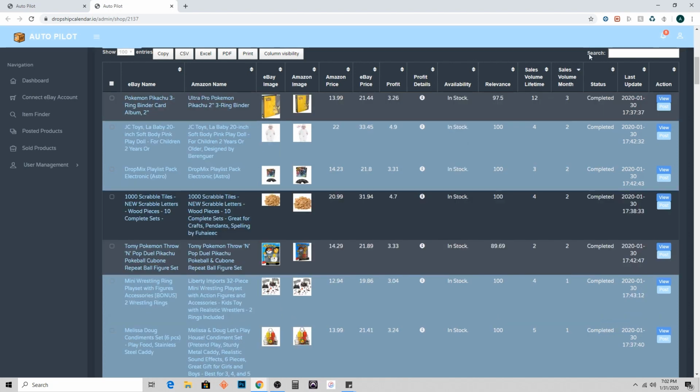So I'm going to double click sales volume month. And here, I'll go from left to right. First, I look at whether the product is a match or not. In this case, it definitely is. Secondly, I look at the profit margin and see if it's within my desired profit range, which in this case, yes, it is, $3.26. Third, I will look at the availability. Yes, it's in stock. And number 4, how many times has it sold within the last month?